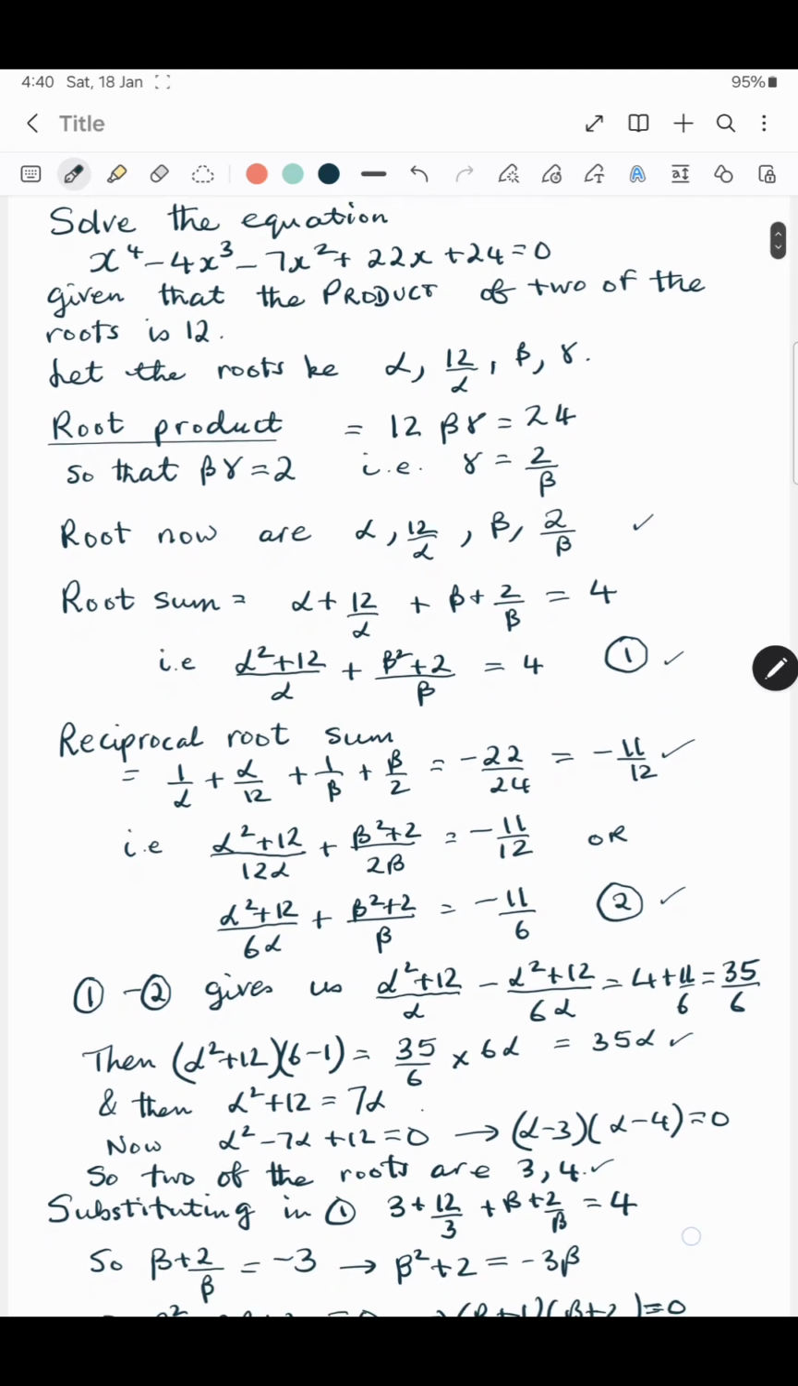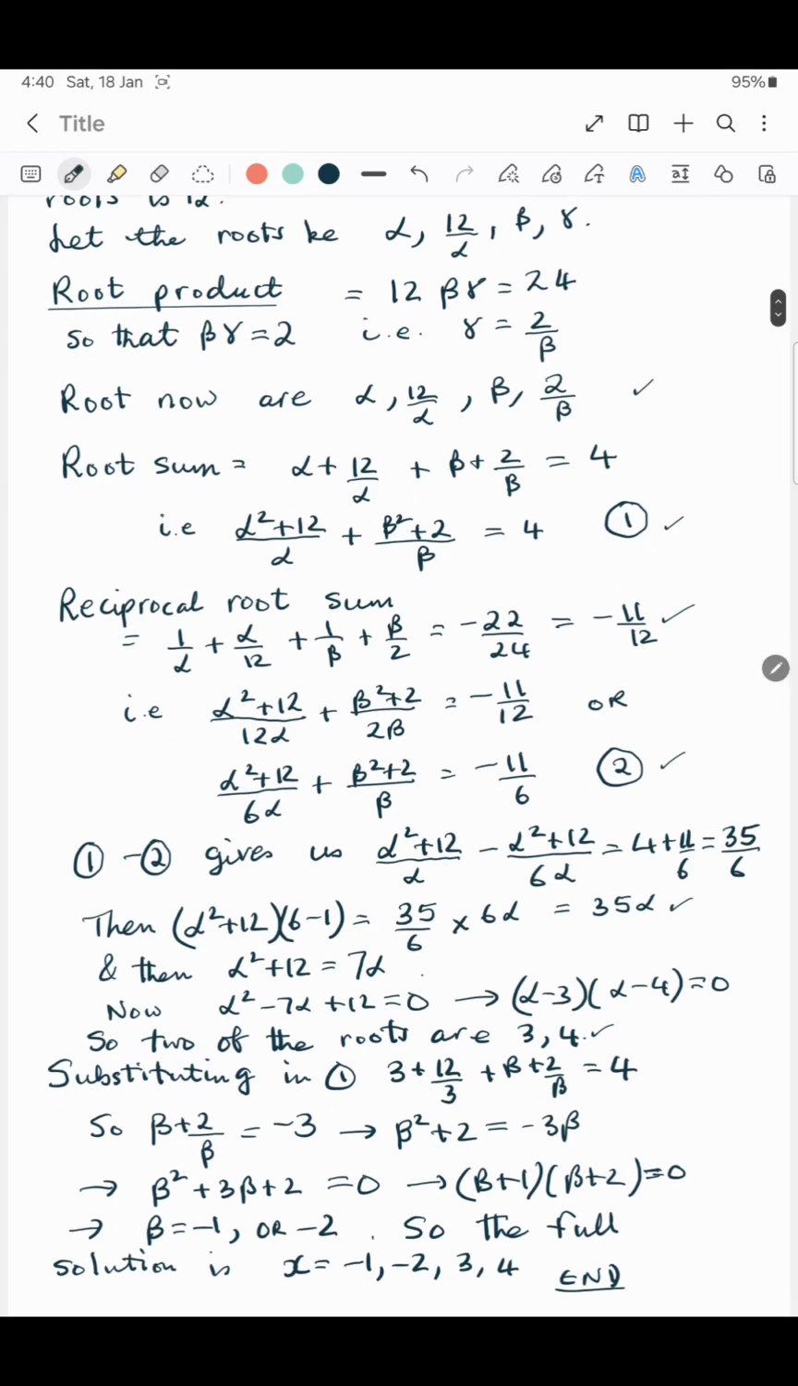Now substituting into the first equation, or we could do it in the second, it doesn't really matter. And we can use either the 3 or the 4, we would get the same result. So let's use the 3. So you get 3 plus 12 over 3 plus beta plus 2 over beta is 4. So that means that beta plus 2 over beta will quite easily come down to minus 3. Multiplying up, beta squared plus 2 equals minus 3 beta. Getting everything to one side, beta squared plus 3 beta plus 2 is 0.